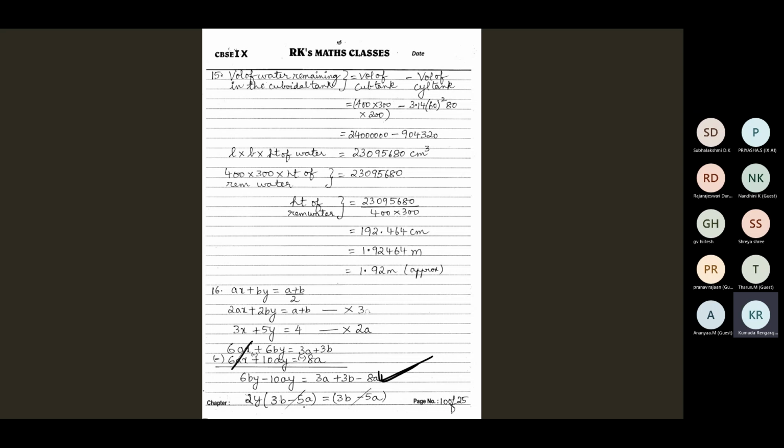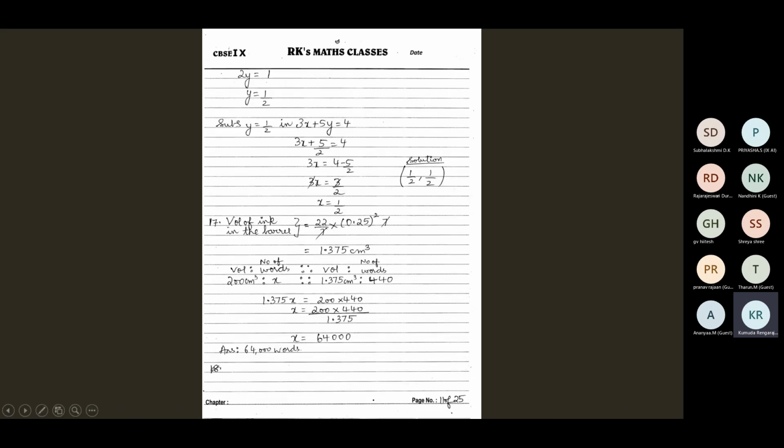So you understand, this gives 3b minus 5a, because when you simplify, 3a minus 8a is minus 5a, and this 3b. So you can see here 3b minus 5a gets cancelled. So 2y is equal to 1, y is equal to 1 by 2. Substitute y is equal to 1 by 2 in one of the two equations and you see that x is also 1 by 2. So the solution set is (1 by 2, 1 by 2).